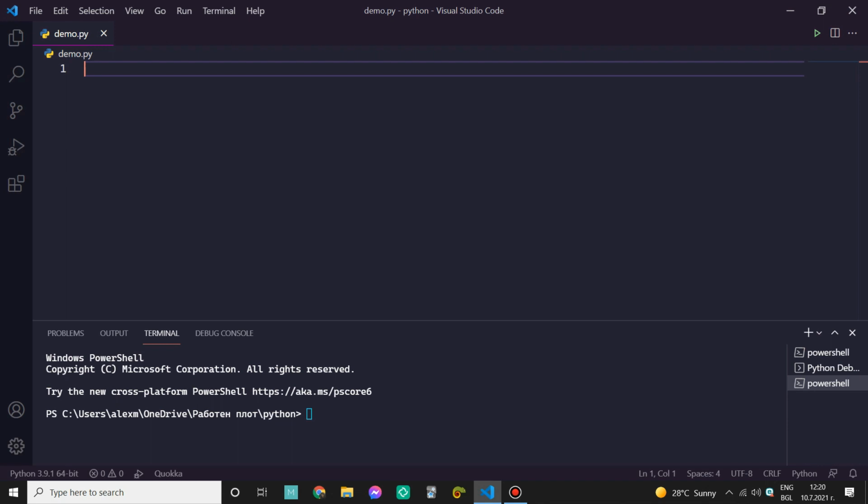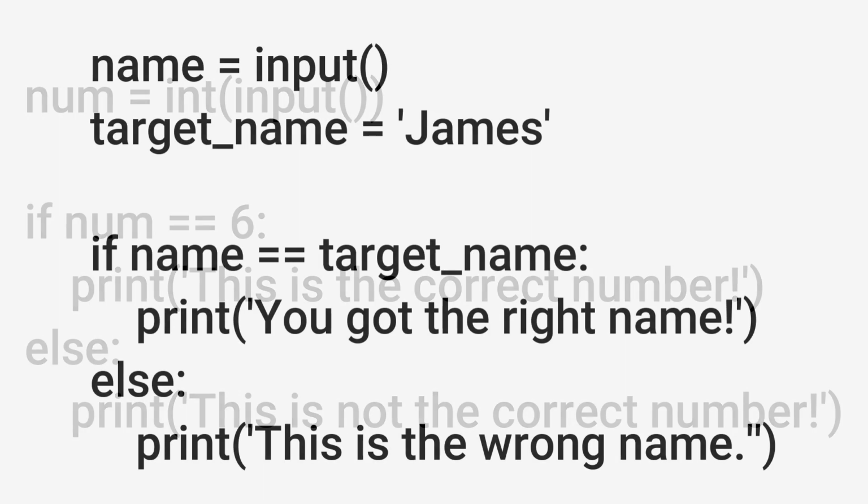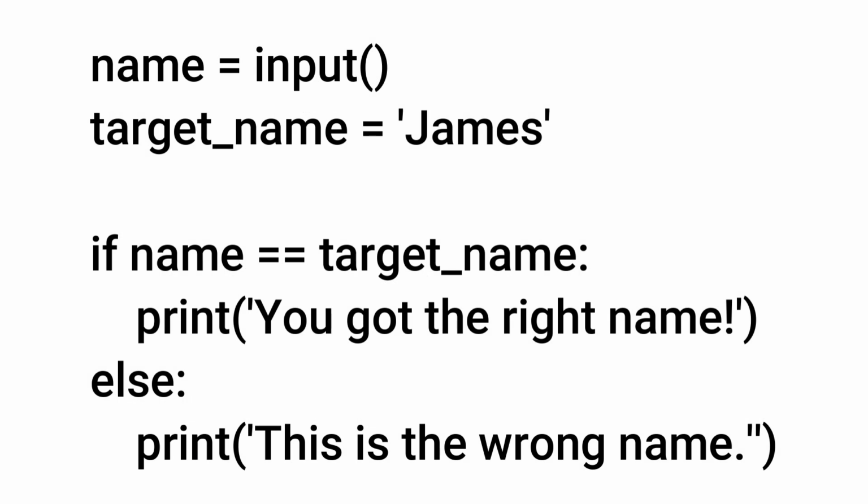So usually, we use if-else statements when we want to compare two values. For instance, a common use case is if we want to check if a certain number is equal, less than, or greater than a certain value. Another example could be comparing two strings if you want to see if they're equal to each other.